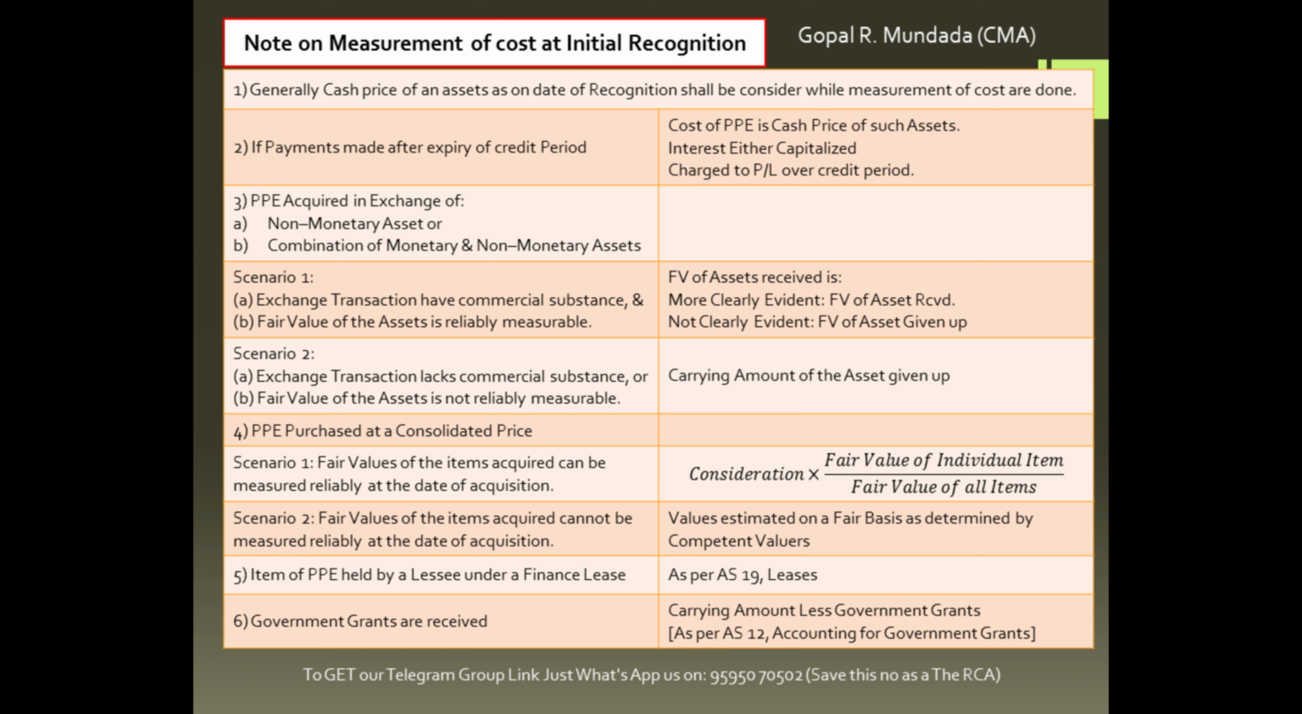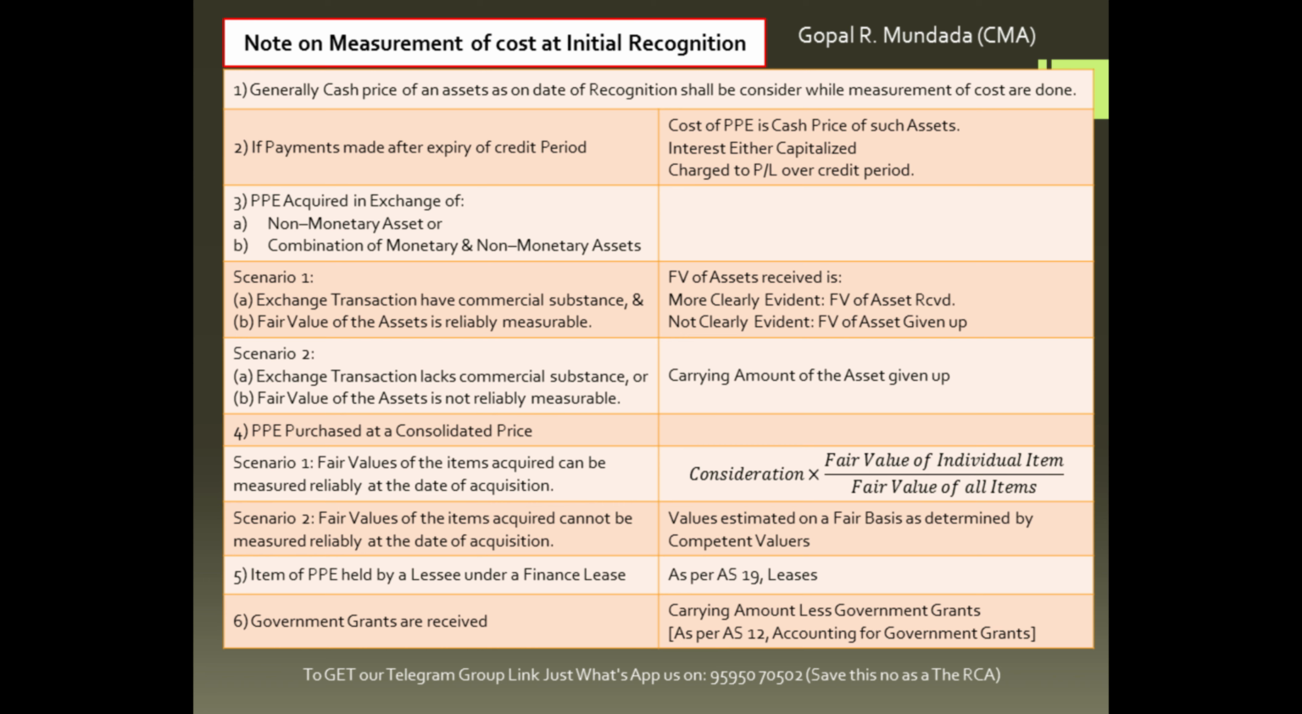So guys, next, the fourth point is property, plant and equipment purchased at a consolidated price. In such case, there are also two scenarios. First scenario is the fair value of the item acquired can be measured reliably at the date of acquisition, and scenario 2 is the fair value of the item acquired cannot be measured reliably at the date of acquisition. So in the first scenario, how do we determine the initial cost of initial recognition?